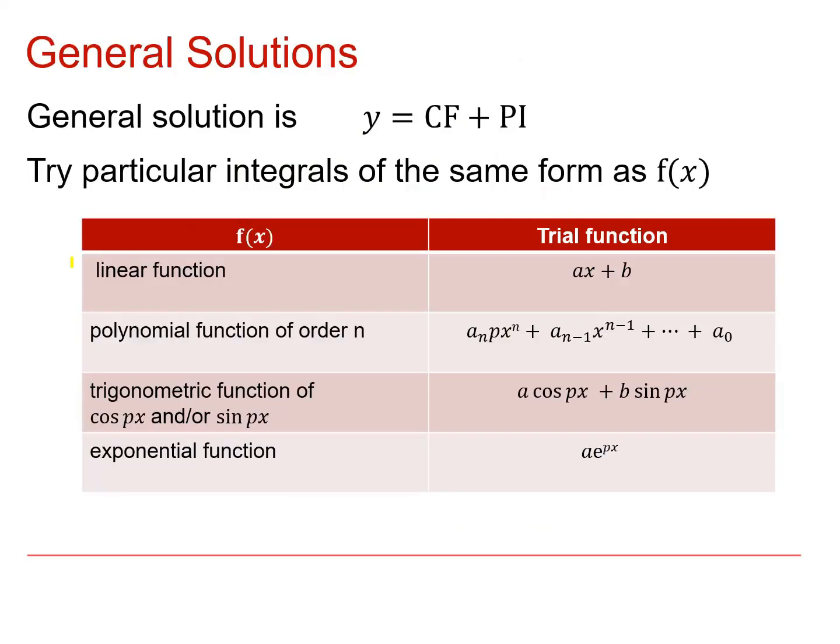We have also seen that these are the types of trial functions we can use depending on the function on the right-hand side, the f(x). So for linear functions, we would try a linear function of the form ax + b. For polynomial functions, we'd try a polynomial of order n. For trig functions that contain either cos px or sin px or both, we would use a combination of a cos px + b sin px. And finally, for exponential functions, we would use a e^(px).